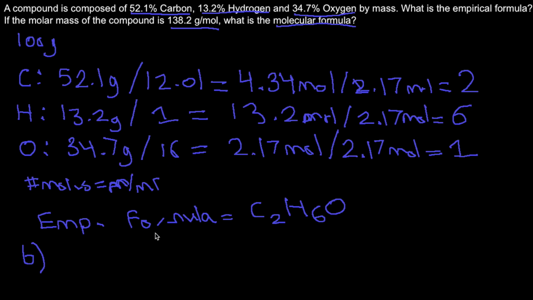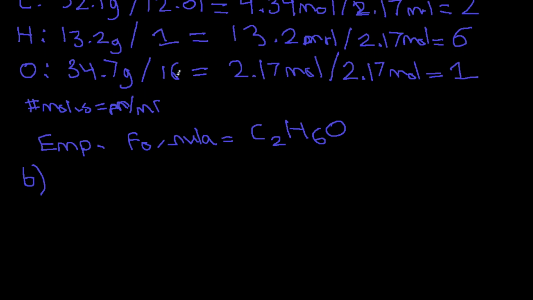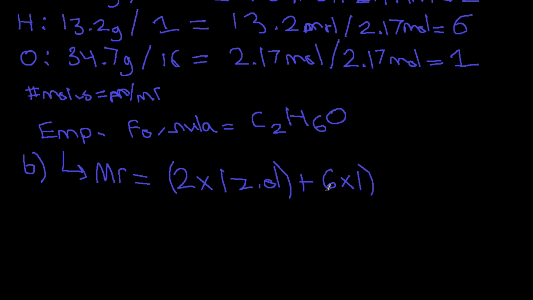So, like we did earlier, we want to know if the molecular formula is going to be similar to the empirical formula or if it's going to be different. So the first step is to find the molar mass. So easy, all we have to do is 2 times 12.01 plus 6 times 1 plus 16. And that's 16 right there. And that gives us 46.02.